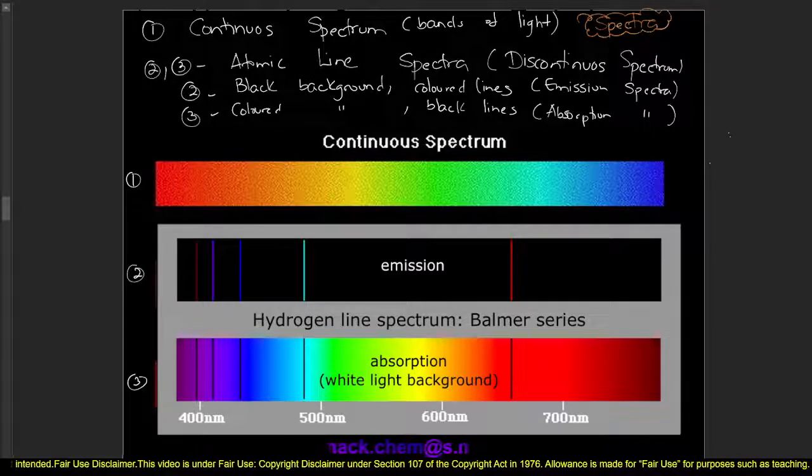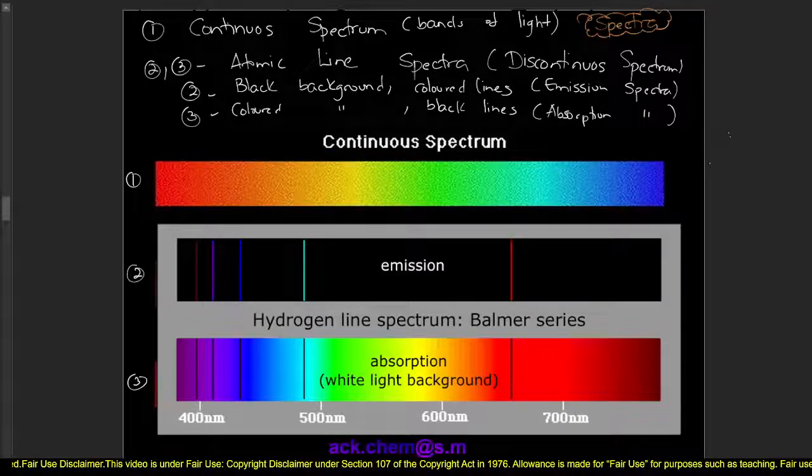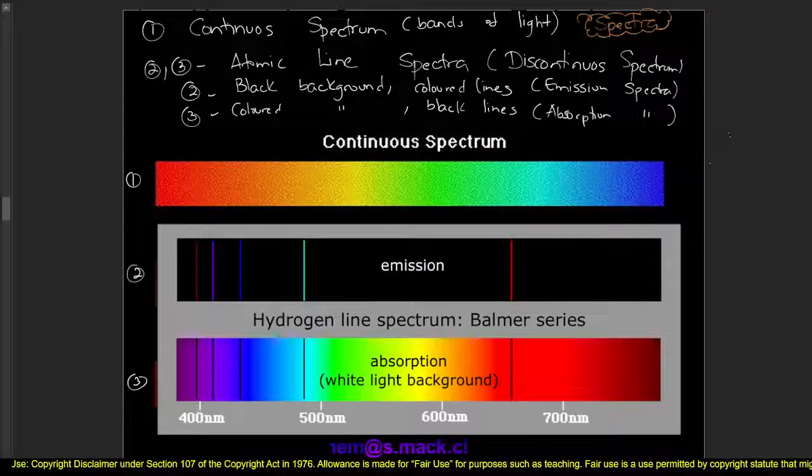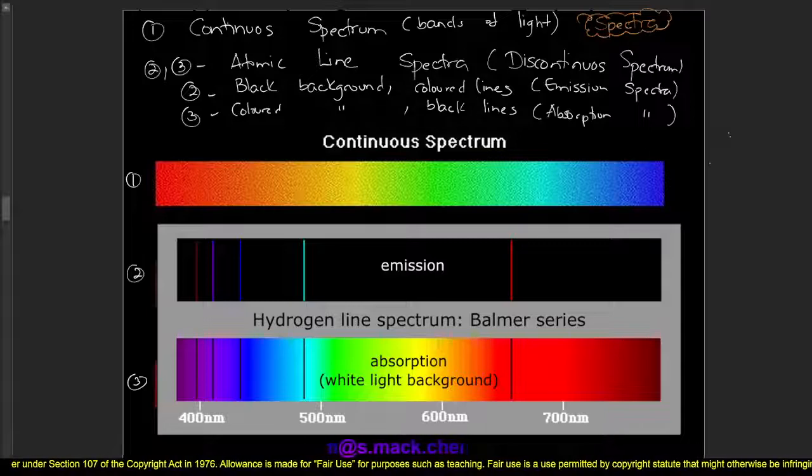Atomic spectra are also called line spectra, and I put the two words together because it can also be called an atomic line spectrum. So we're looking at 1 and then 2 and 3 together. I'm going to start with image 1, which shows a continuous spectrum.